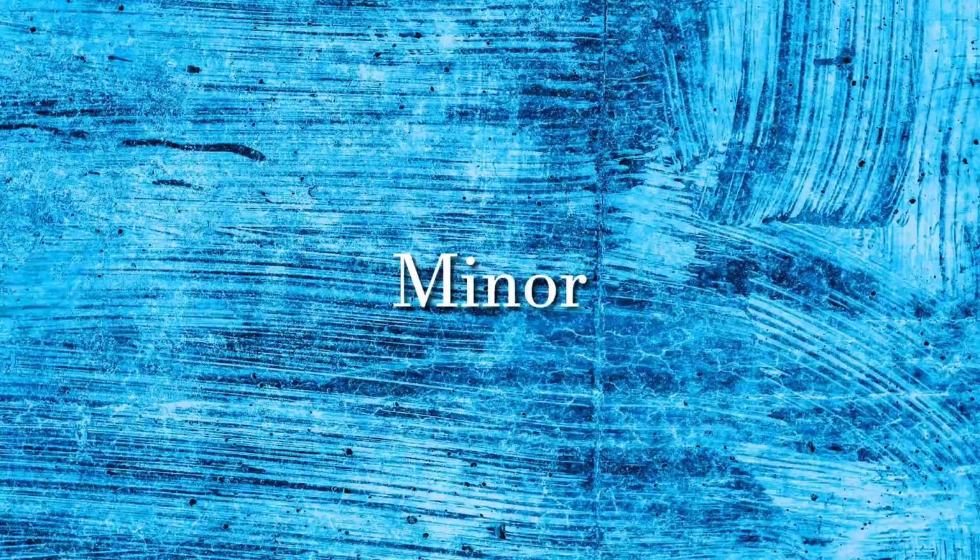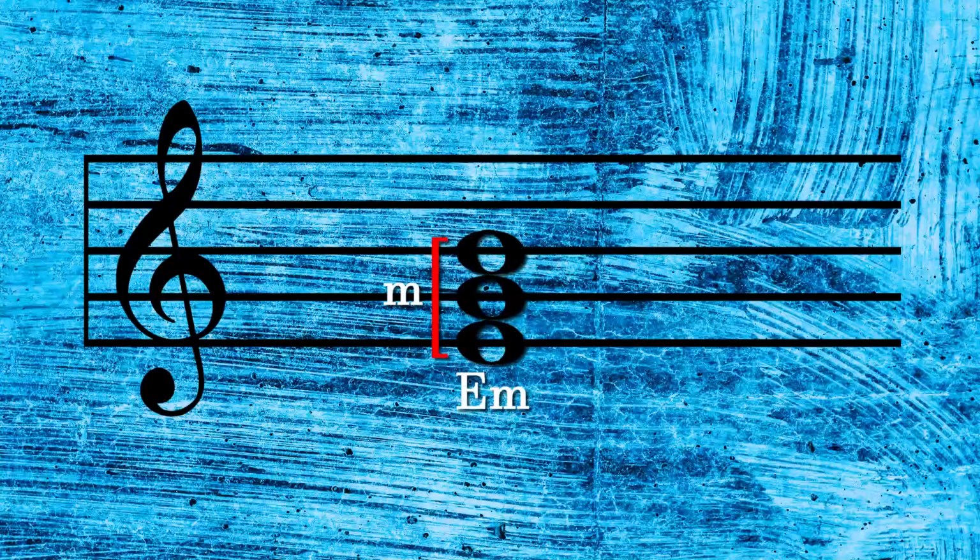The next chord is the minor seventh chord. We start with the minor triad, and then we add a minor seventh from the root. The notes are E, G, B, and D. Take a listen.